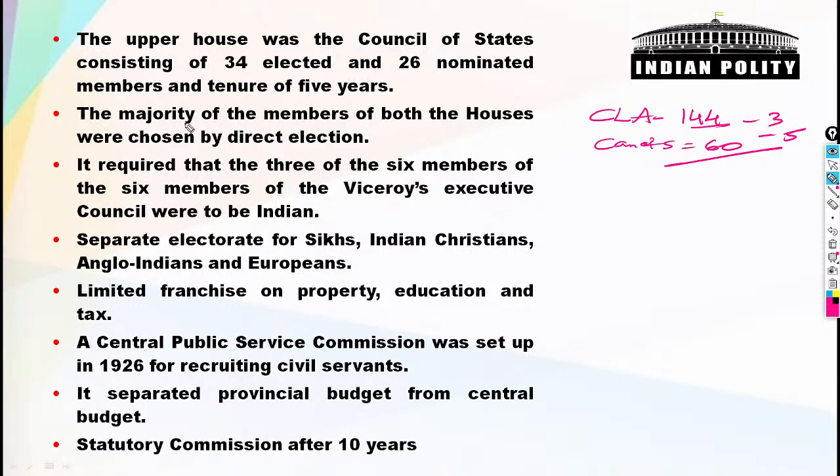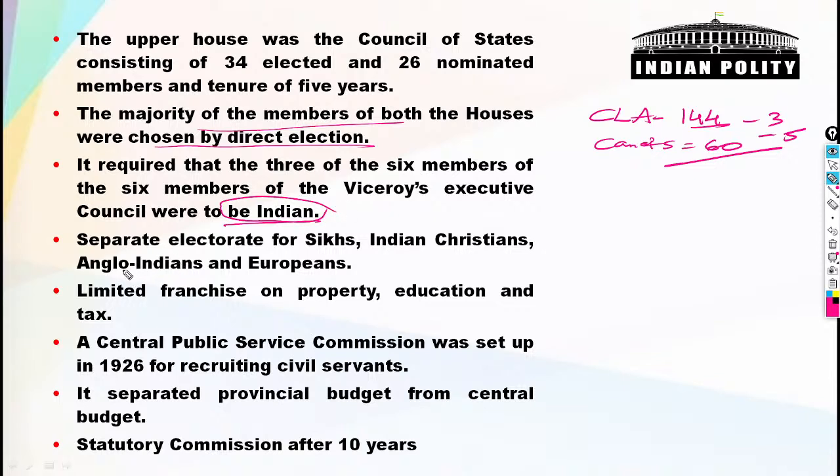And the majority of the members of both houses were directly elected, obviously, because 104 and 34 members were elected. It also required that three of the six members of the Viceroy's Executive Council were to be Indian. That is an empowerment of Indians. Three of them were to be Indian.